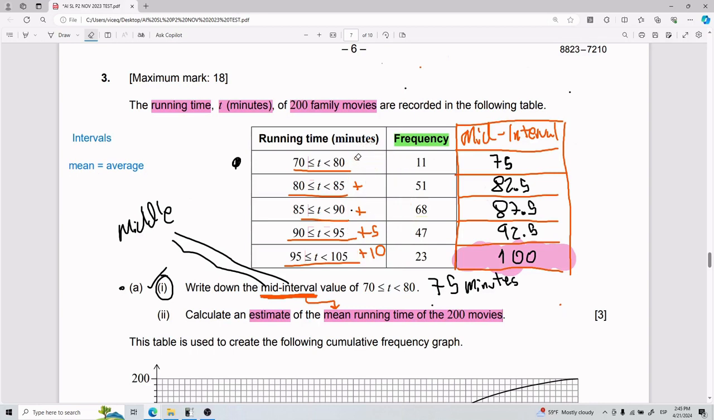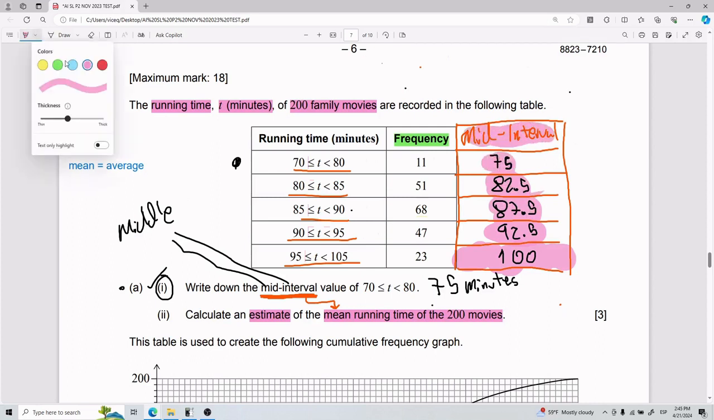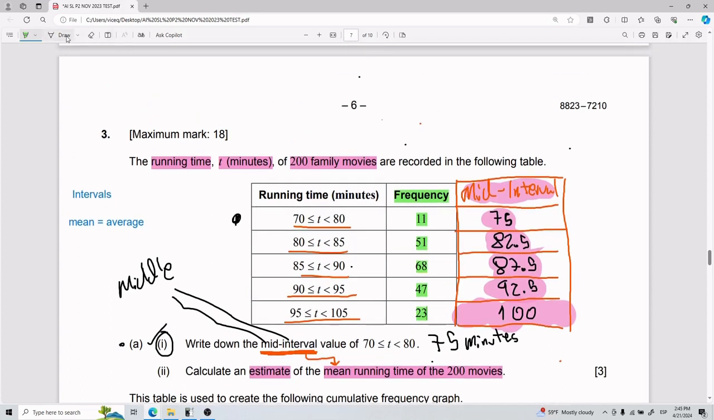And so from here, for calculating the mean, it works like this. I'm going to put all my mid intervals in pink in my formula so that it's easier to follow. And I'm going to put all my frequencies in green. All right, so frequencies will be in green. And so technically for your mean, you don't have the exact values, but you have frequency and you have mid-interval. So how do you do it?